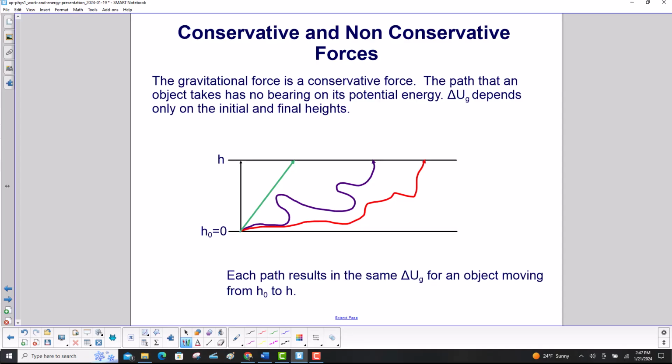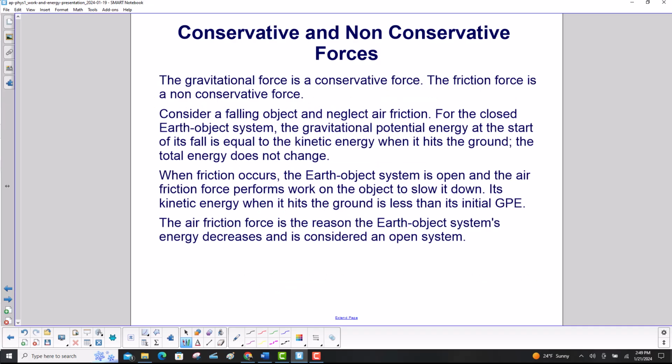The gravitational force is a conservative force. The path that an object takes has no bearing on its potential energy. The change in potential energy depends only on the initial and final heights. Each of these three paths results in the same change in potential energy for an object moving from h0 to h. The gravitational force is a conservative force. The friction force is a non-conservative force.